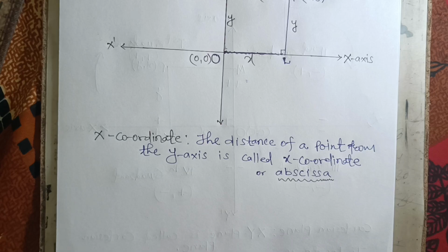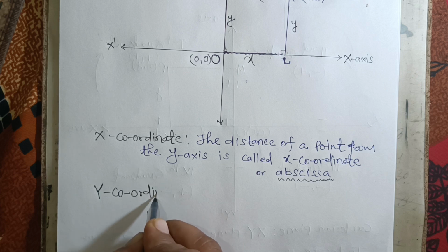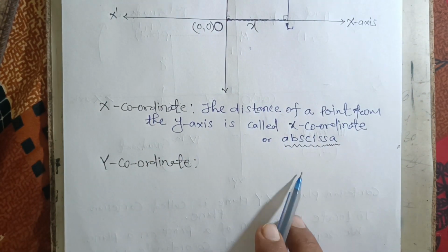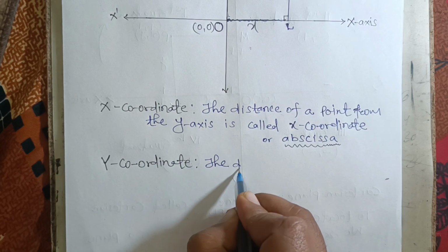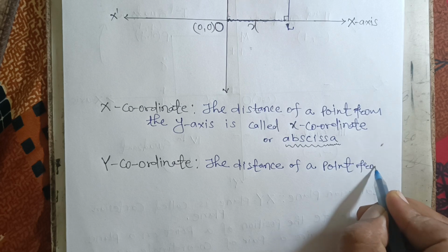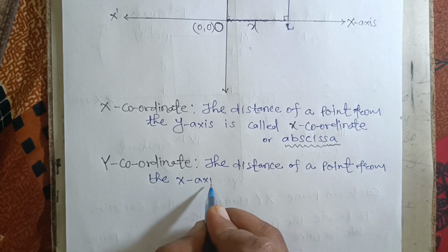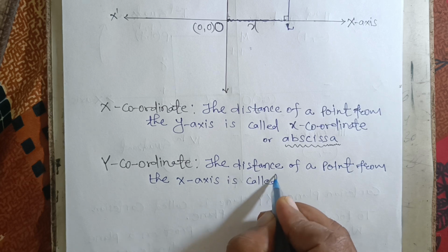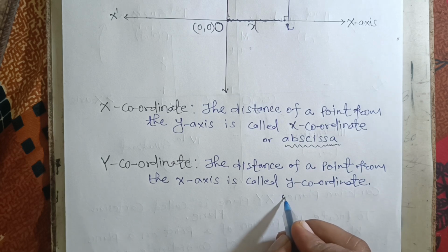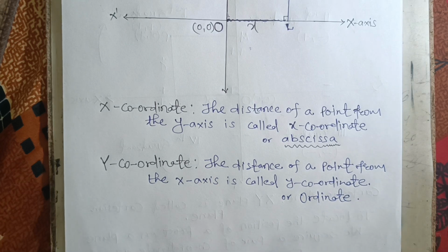Y coordinate: the distance of a point from the x-axis is called y coordinate, or simply ordinate.